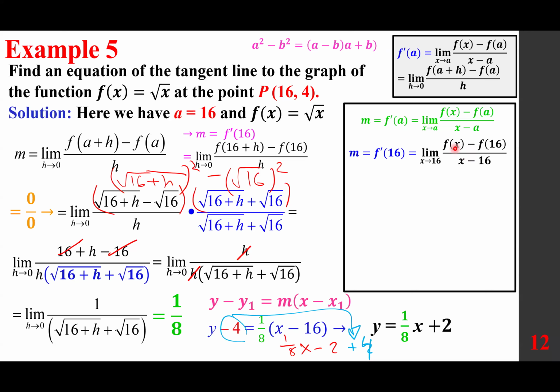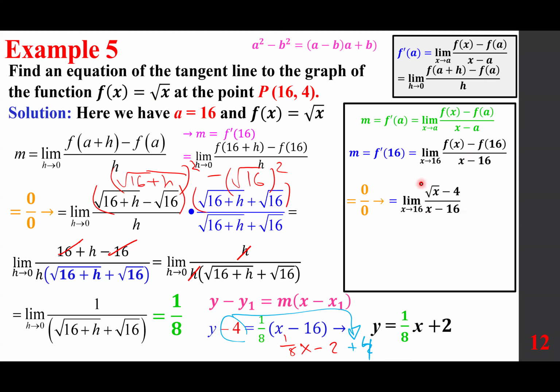So therefore, we're going to replace the f(x) with square root of x, and f(16) with the y coordinate of 4. And you notice if we plug in 16, what happens? Square root of 16 is 4 minus 4 is 0. 16 minus 16 is 0. You get 0 over 0. And as always, it is the 0 in the denominator, which is a problem.